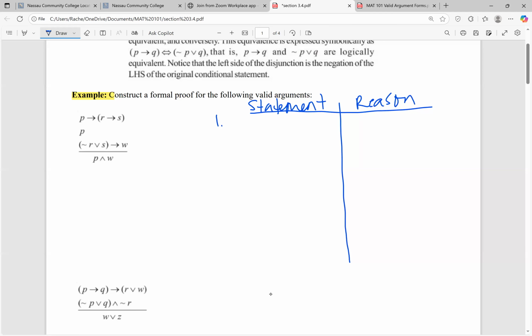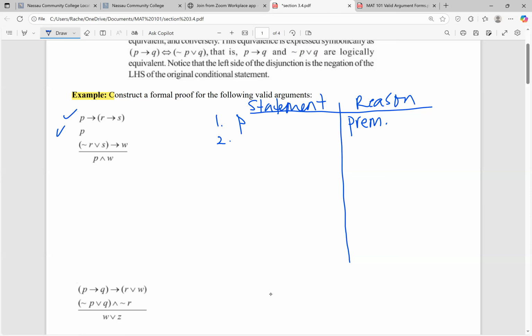Oftentimes, like I keep saying, whenever we have a simple statement, a single letter like P, it's nice to start with that because oftentimes we could use that with another premise, and we could apply either the valid argument forms or maybe one of these equivalences. And I see that I have a P as the left-hand side of this conditional statement. So let's start with P. That's a premise. That's why it's true. Then statement 2, we could check them off like we've been doing, just so we don't focus on them anymore because we've already shown that they were true.